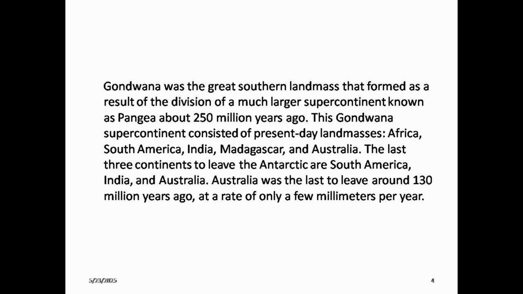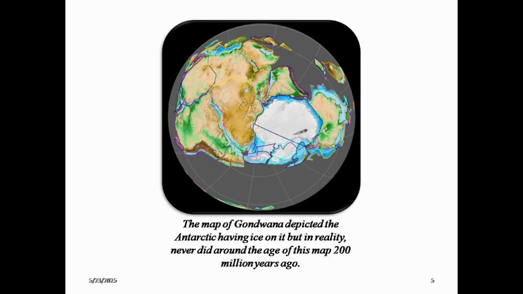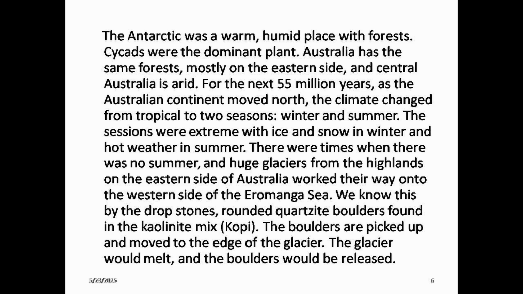Australia was the last to leave around 130 million years ago, at a rate of only a few millimeters per year. The map of Gondwana depicted the Antarctic having ice on it, but in reality it never did around the age of this map, 200 million years ago. The Antarctic was a warm, humid place with forests. Cycads were the dominant plant. Australia has the same forests mostly on the eastern side, and Central Australia is arid.